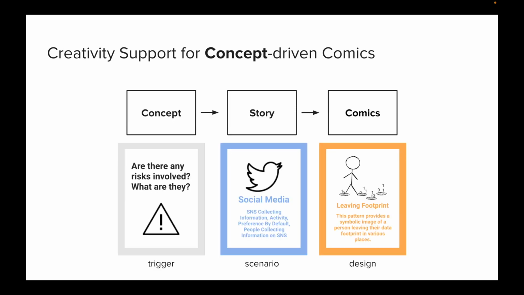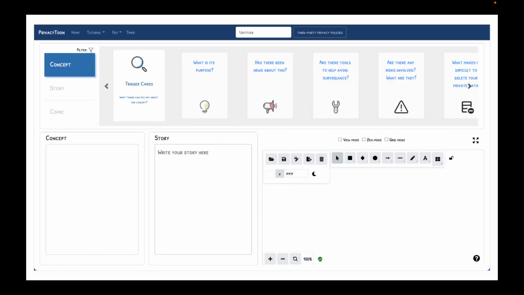And in this concept-driven storytelling framework, ideation cards are used in each stage of the design process, with trigger cards to help brainstorm ideas on what one can say about the concept, scenario cards to help develop a story that illustrates the ideas related to the concept, and design cards to provide design ideas for the comic.